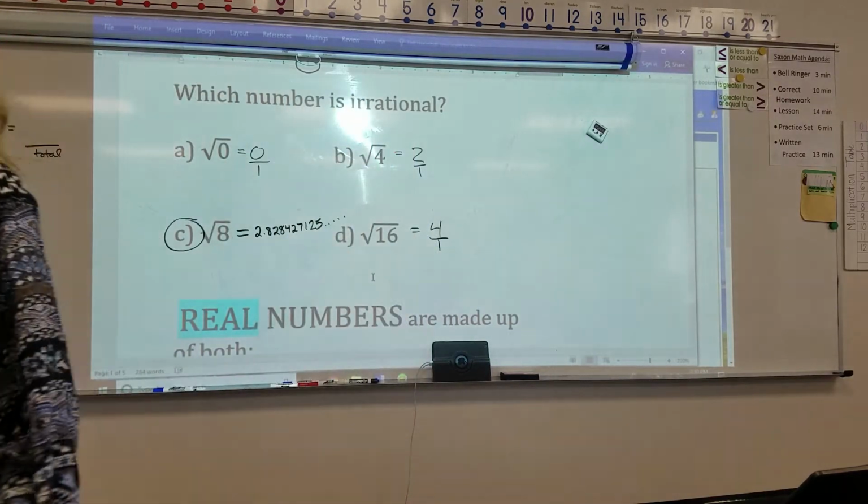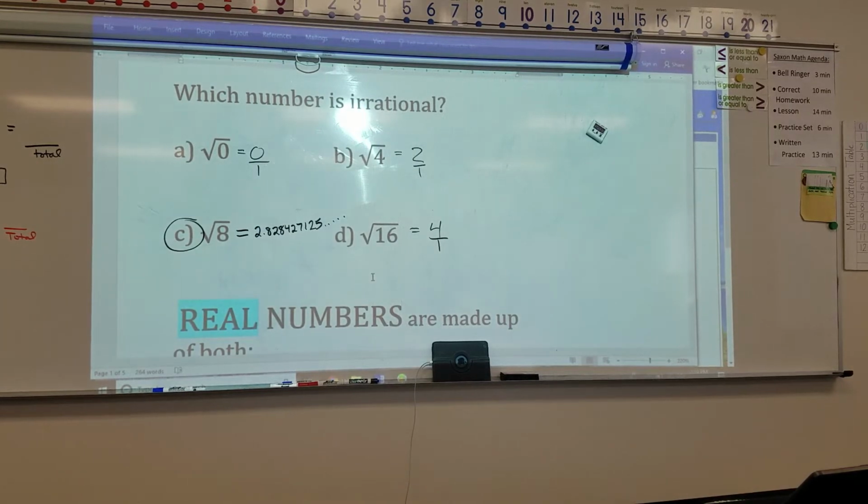Make sense? Yeah. Which one is it? So it's right on your x squared button. You got a question? Do I need to turn it? Yeah, maybe pause it.